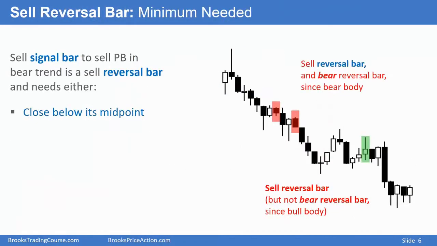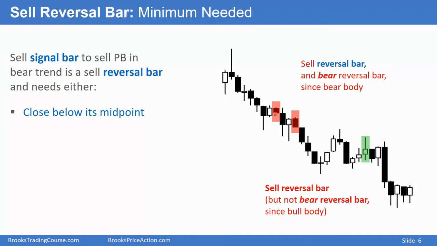What's the minimum that a trader needs to see for a sell reversal bar? Well, a close below the midpoint. Here we have a small bear bar. We have a bear trend, five bars down, six bars down. And we tried to reverse, not very strongly. So it became a bear flag. And traders look to sell.